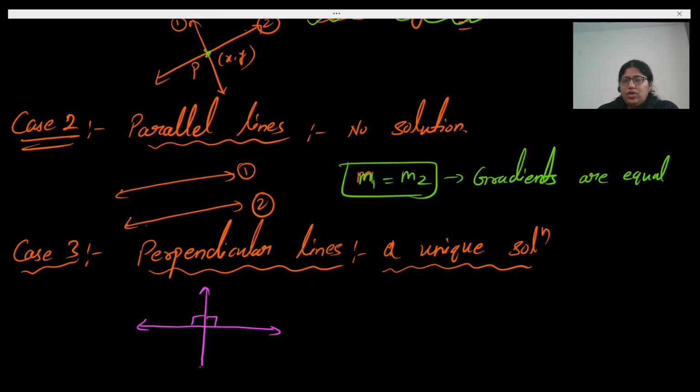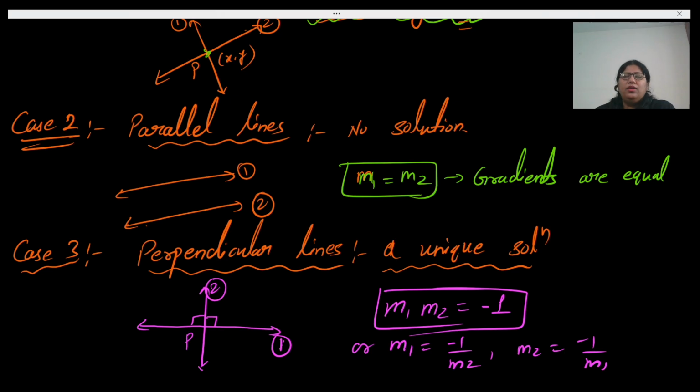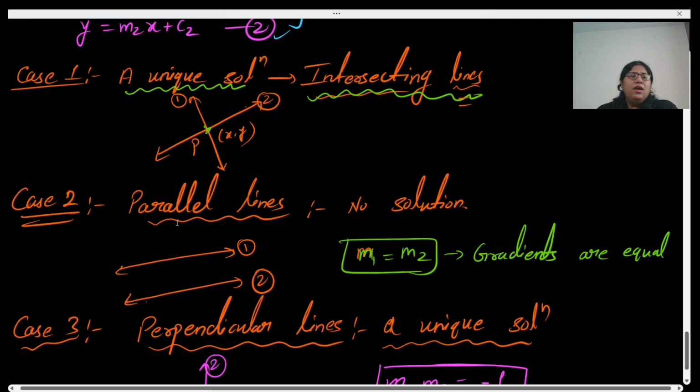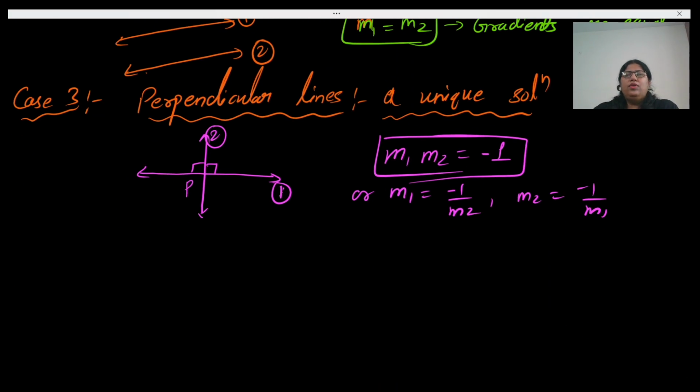Now you are not going to do the construction here, right? So how are we going to decide whether they are perpendicular lines or intersecting lines? If this is line 1 and this is line 2, you should know their gradients are negative reciprocals of each other. Or I can write m1 is minus 1 by m2, or m2 is minus 1 by m1. This also you have learned in coordinate geometry as the rule. So the product of both the gradients is always minus 1. So you can see that in case 1 and case 3, you are going to get the unique solution because the lines have to intersect to get a unique solution.